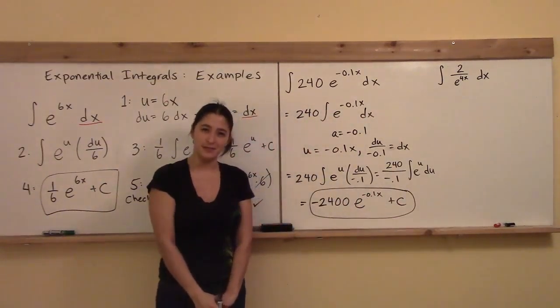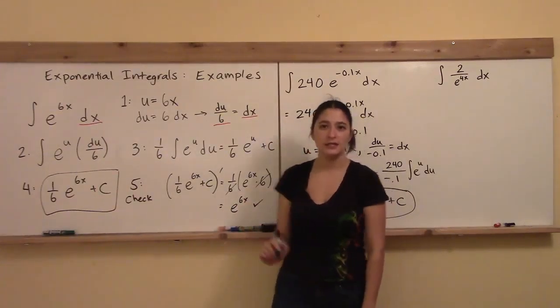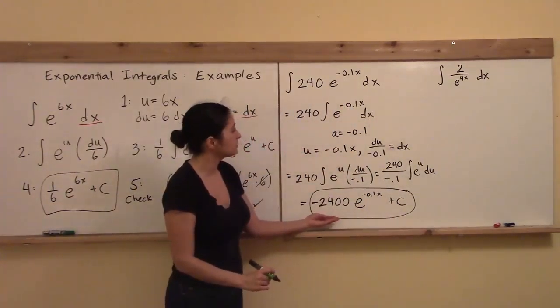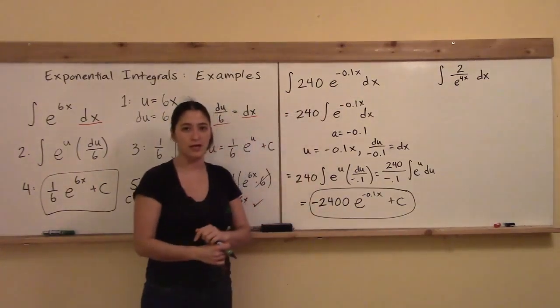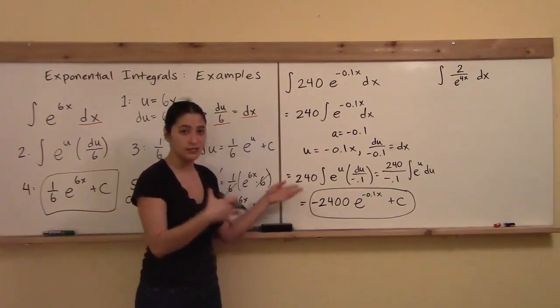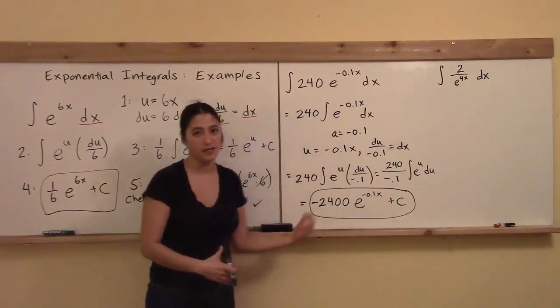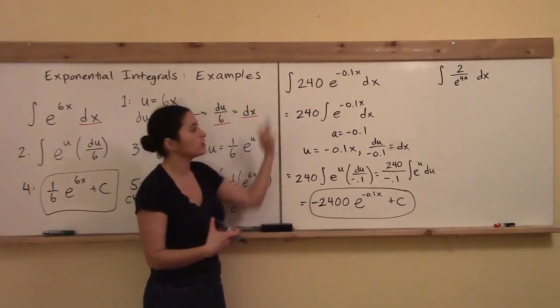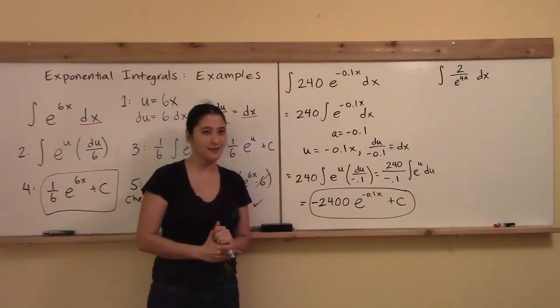And if you don't believe me, take the derivative, secret step 5, check it, and you will see that certainly the derivative of this is equal to 240 e to the negative 0.1x. Notice that the answer has a negative in front of it, because when I take the derivative of this term, there's going to be a negative 0.1 that comes down, two negatives cancel, and that's how I'll get the 240 right there. Alright, are you getting the hang of this?